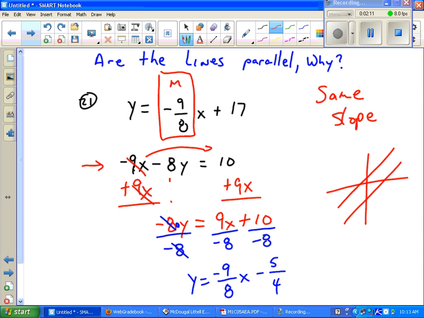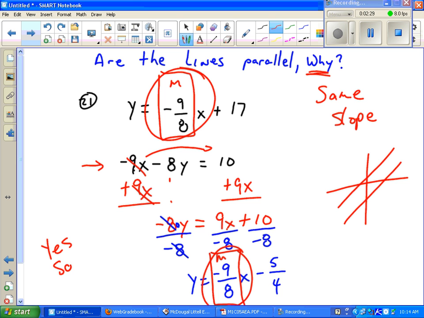The only part you're interested in is what's multiplying x, because you want to find out if it has the same slope. Notice when you compare your slopes, the first line has negative 9 over 8, and it's the same as your second line, negative 9 over 8. So yes, these are parallel, and the reason why is because they have the same slope.